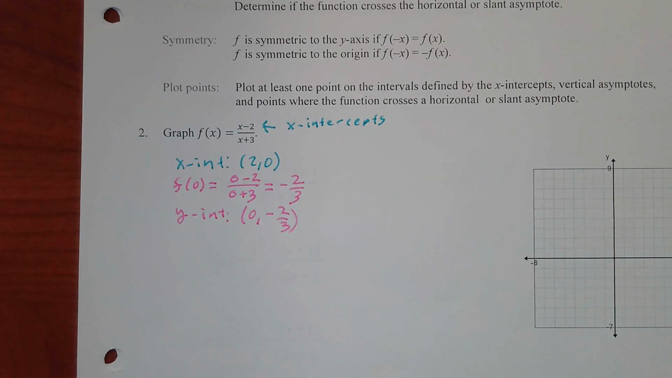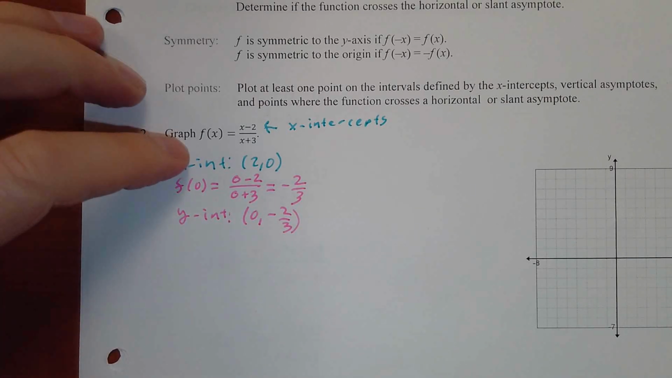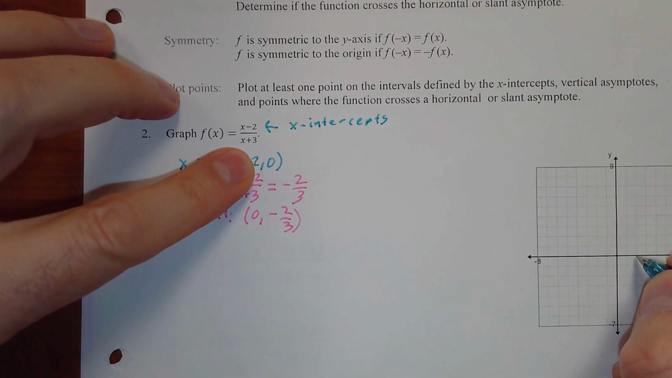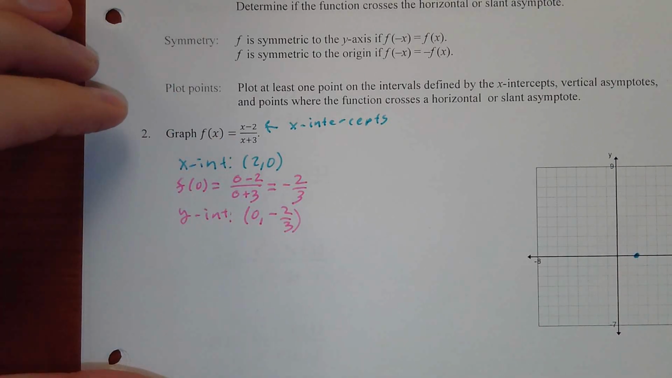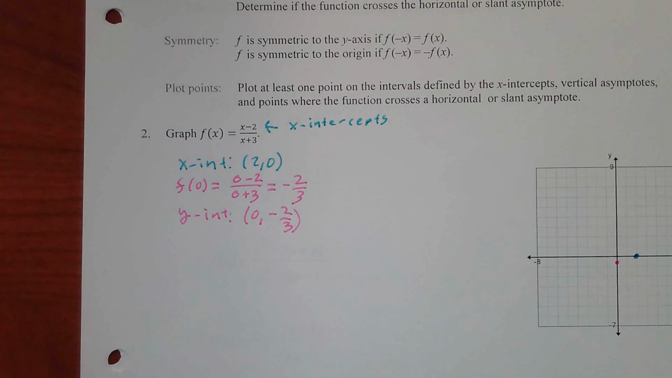Step 1's done. Let's go to step 2. In fact, before we do step 2, let's go and plot these. So I have an x-intercept at 2, y-intercept at negative 2/3. That's about here. Let's go and plot those points.